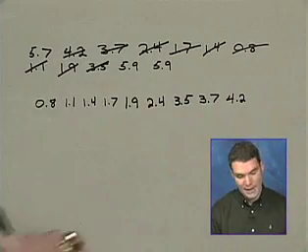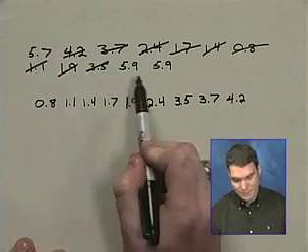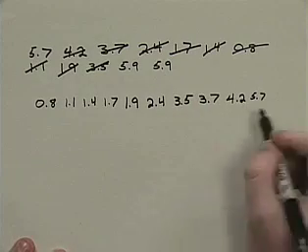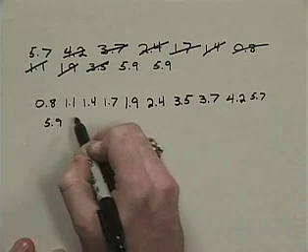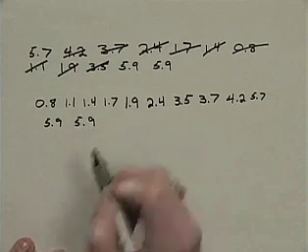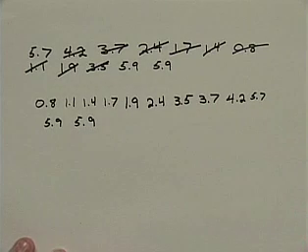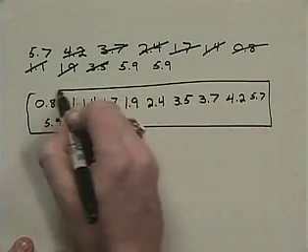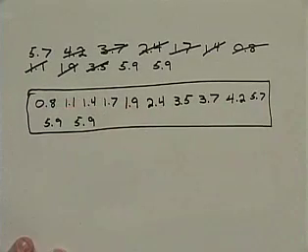Now we're looking for the 5's. Here's 5.7, 5.9, and 5.9. So we're going to say 5.7, and then 5.9, and 5.9. So that's A. We've sorted these out in increasing order, and we can display them in a table by just boxing it in, and we have a table.